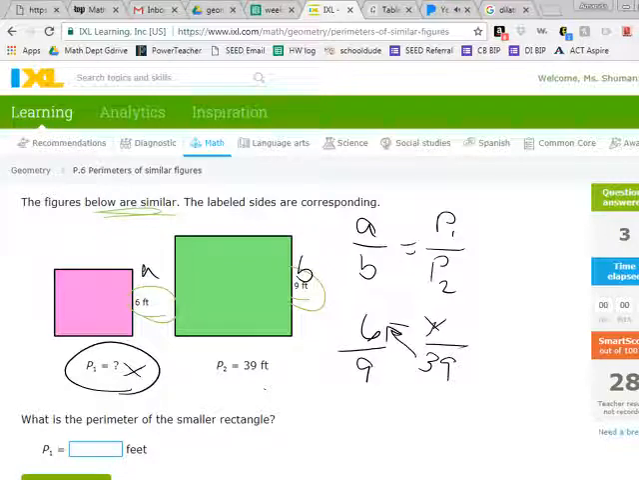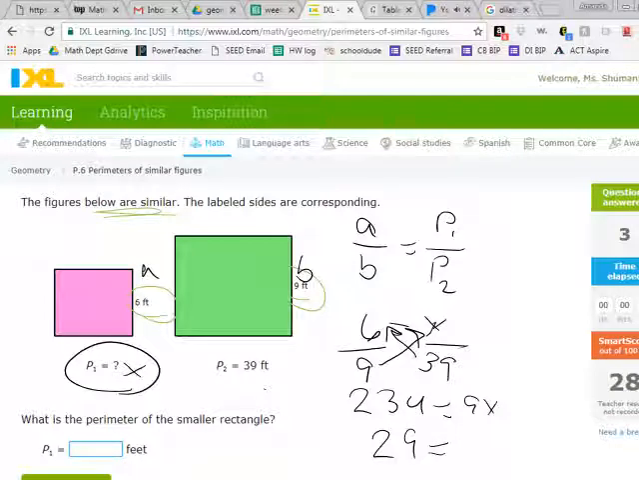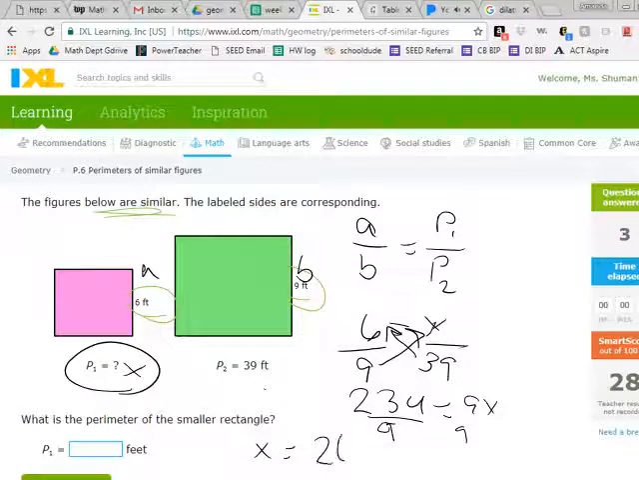So cross multiply again. So I've got 6 times 39, which is going to give me 234 equals 9x. And then I'm going to take 234 divided by 9, and I'm going to get x is 26. Since my x represents P1, that means that P1 is 26 feet.